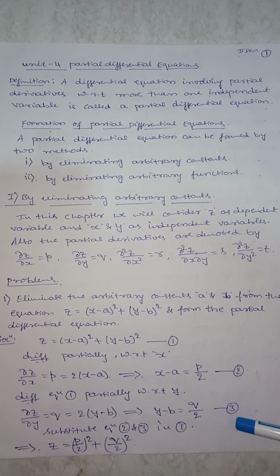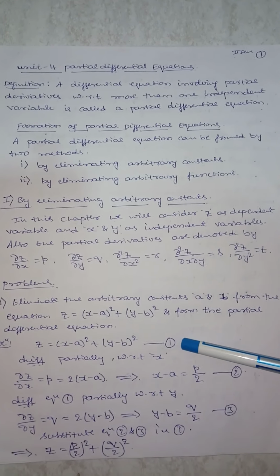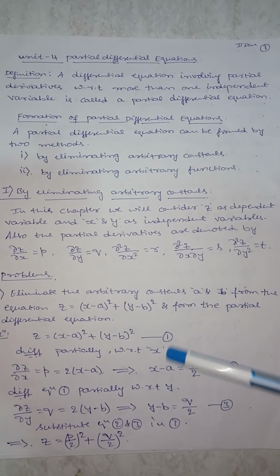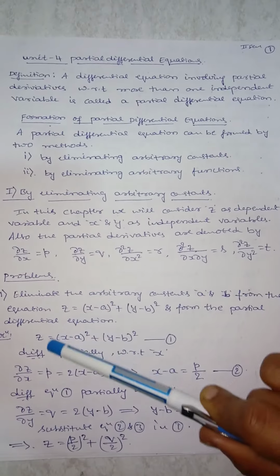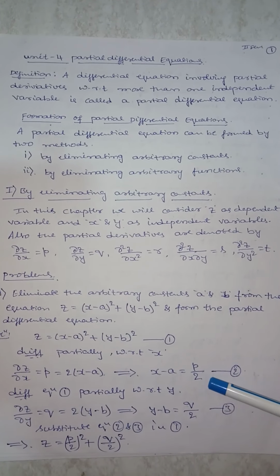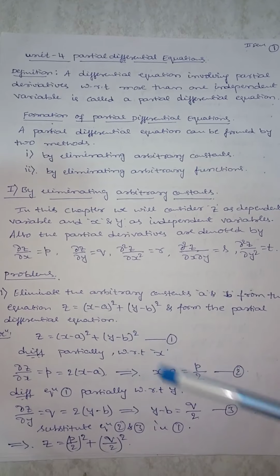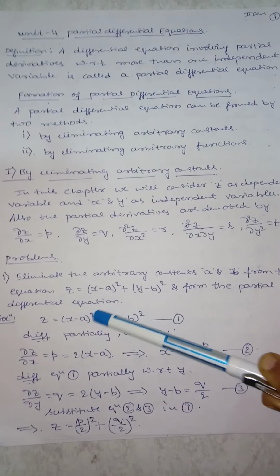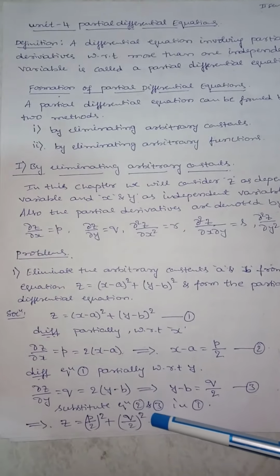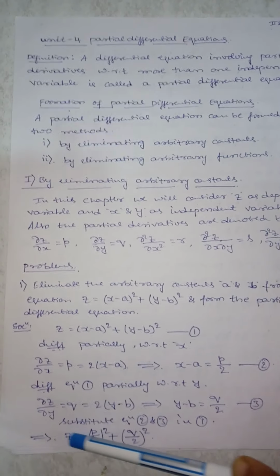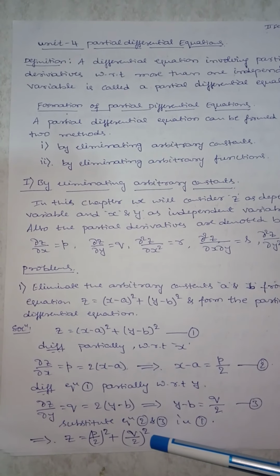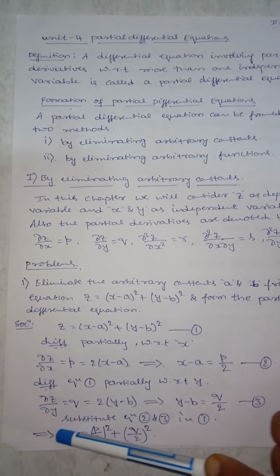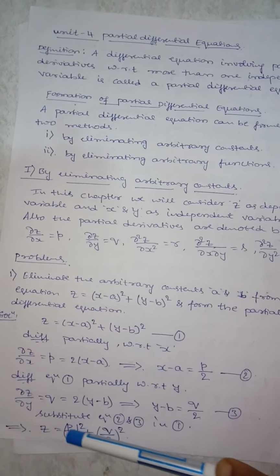Now substitute equations 2 and 3 in equation 1 so that the arbitrary constants a and b will be eliminated. Look here, x minus a is replaced by p by 2. Again, y minus b is replaced by q by 2. So that is z equal to (p by 2) whole square plus (q by 2) whole square. So here this is the required partial differential equation. Observe here there are no arbitrary constants. So this is the partial differential equation.